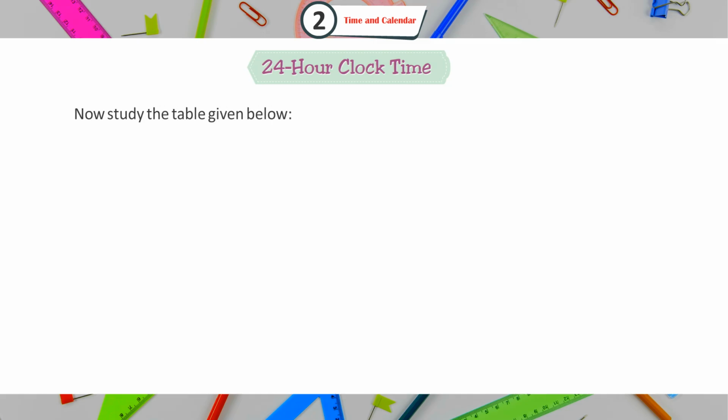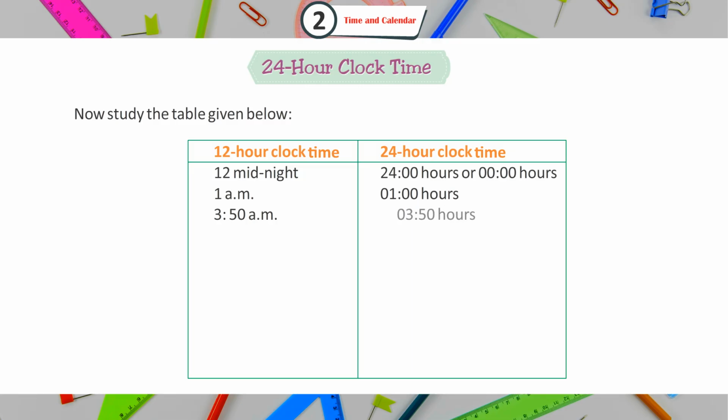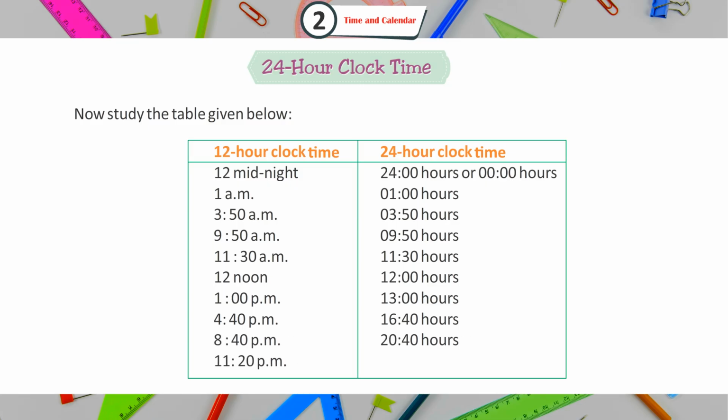Now study the table given below. 12-hour clock time, 24-hour clock time: 12 midnight, 2400 hours or 0000 hours; 1 a.m., 0100 hours; 3:50 a.m., 0350 hours; 9:50 a.m., 0950 hours; 11:30 a.m., 11:30 hours; 12 noon, 12:00 hours; 1 p.m., 1300 hours; 4:40 p.m., 16:40 hours; 8:40 p.m., 20:40 hours; 11:20 p.m., 22:20 hours.